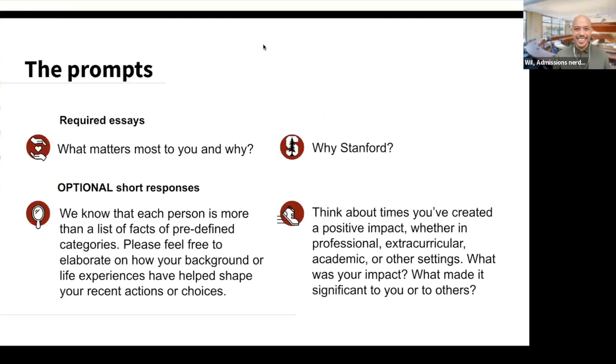All right, so what are the prompts? So we have 2 required essays, and then there's some optional, and I mean optional. You do not need to use them if you don't feel it's necessary. So what matters most to you and why Stanford? We'll start with those 2.